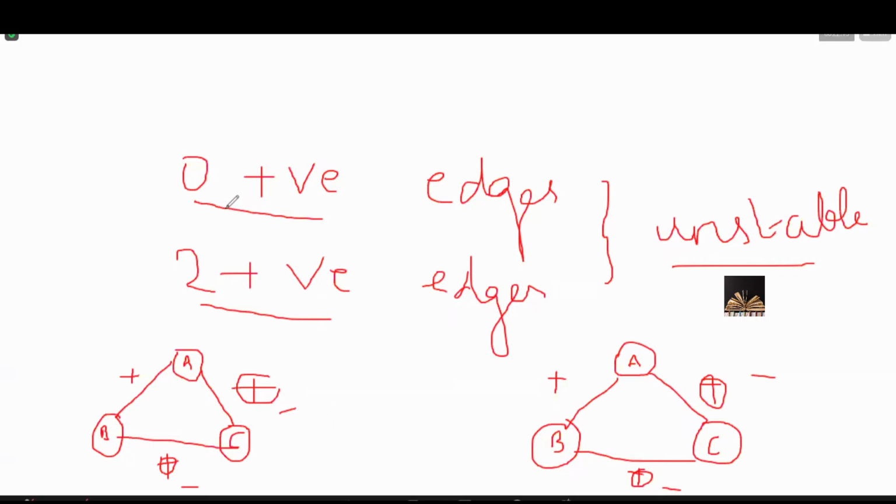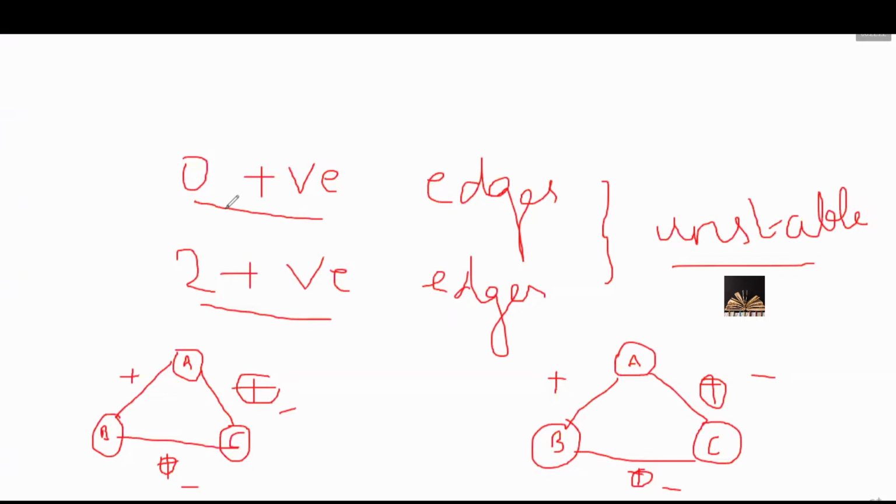So how will you identify the stable and unstable triangles? Whenever the triangle has zero positive edges or two positive edges, then those triangles are referred to as unstable triangles. Okay, whenever the triangle has zero positive edges, zero positive edges means all three are enemies of each other. A, B, C. We have minus, minus, minus. Okay. All three are enemies of each other. Such type of relationship does not exist for a long time.